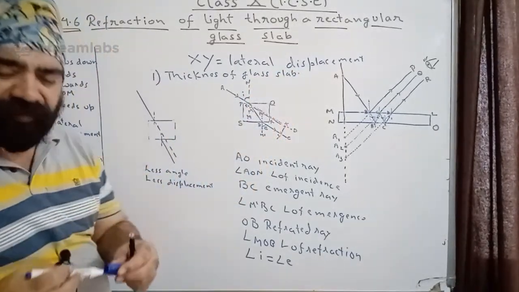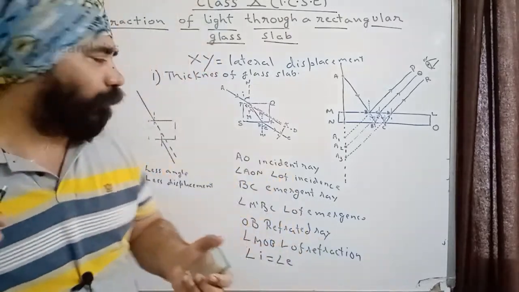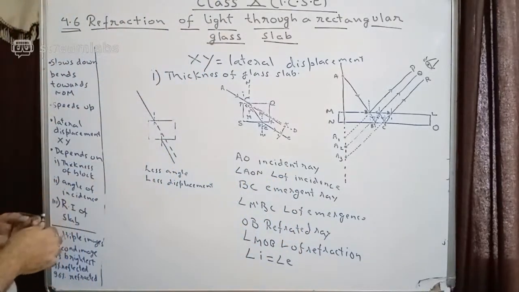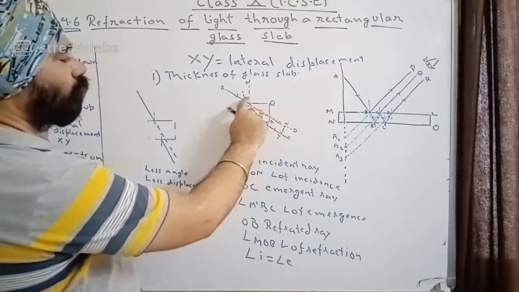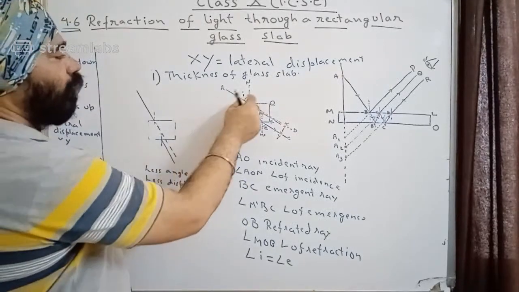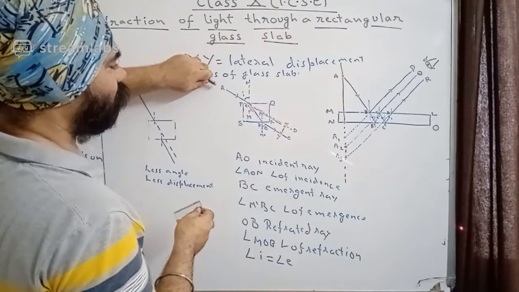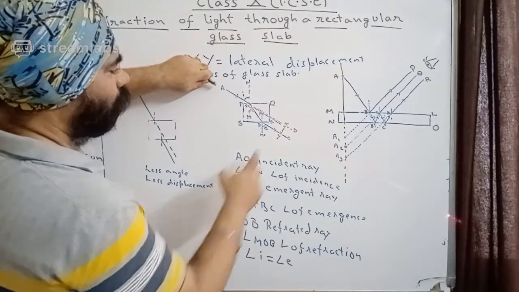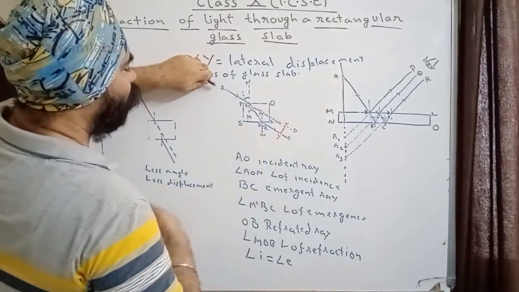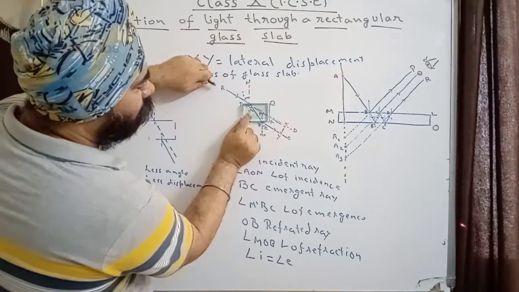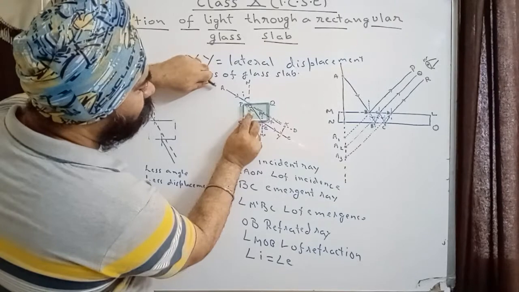The second factor on which the lateral displacement depends is the angle of incidence. Now you can see here the angle of incidence is around 60 degrees. When the angle of incidence is 60 degrees, then the light should have gone like this, but it is suffering a lateral displacement of around 12 centimeters.